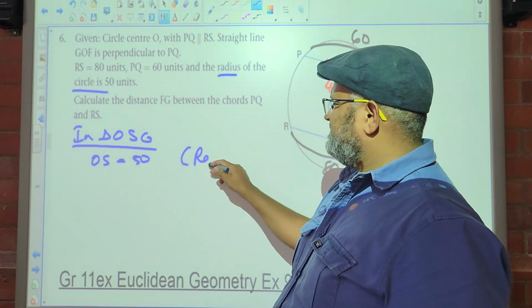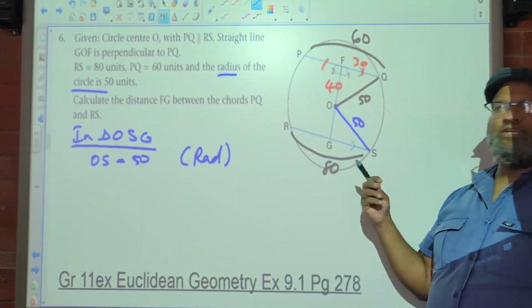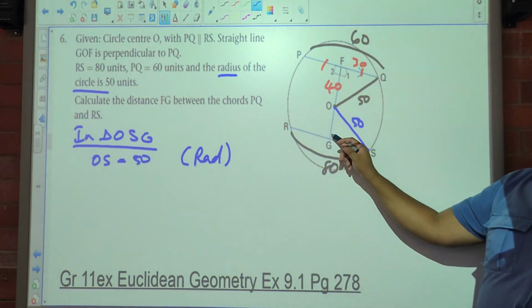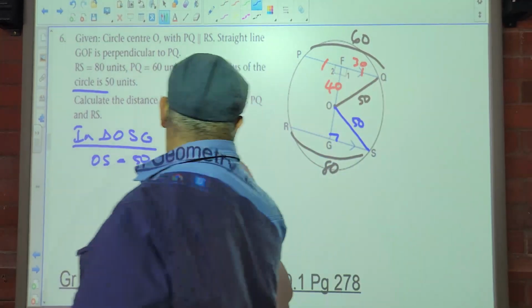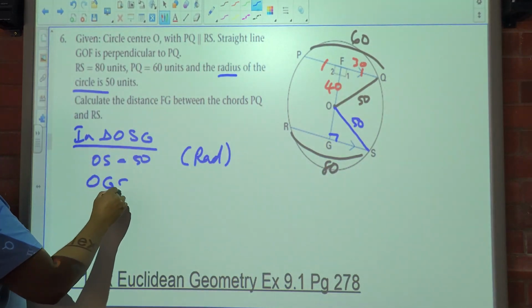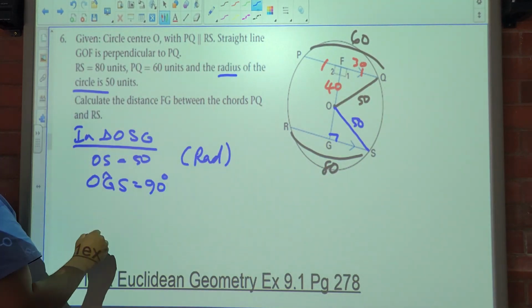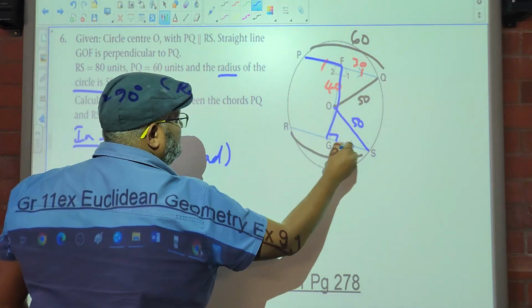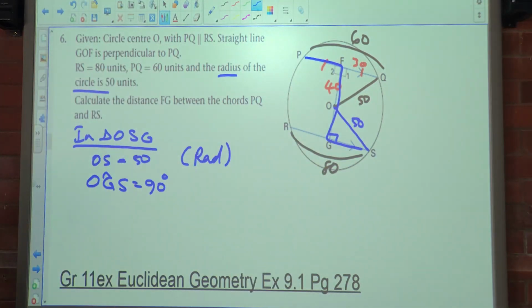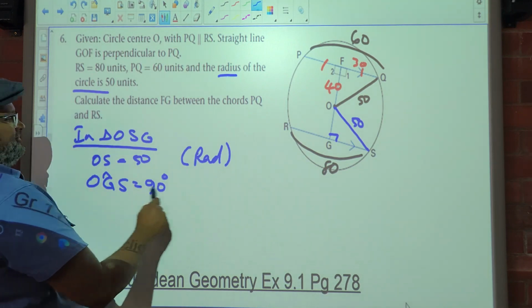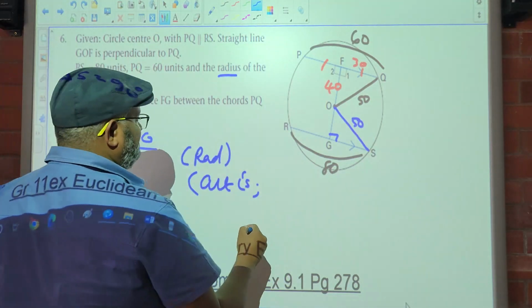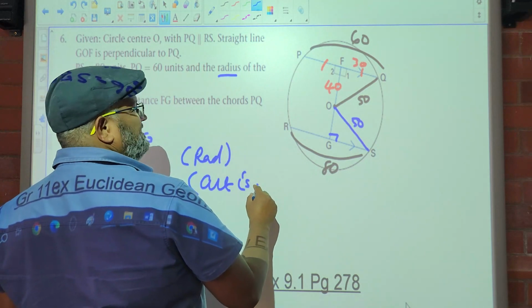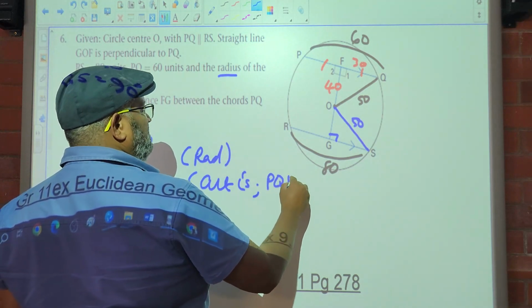No. What do we need? We need this to be 90 degrees first. But we know that OGS is 90. Why? Alternate angles, also interior. Did I have to state this? Yes. Why? It's not on the diagram. So alternate angles, with PQ being parallel to it.